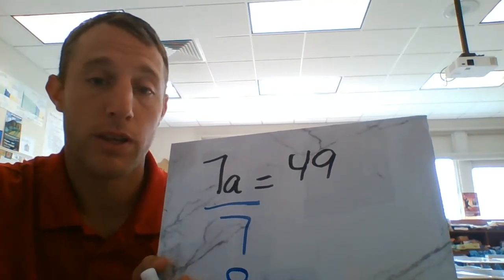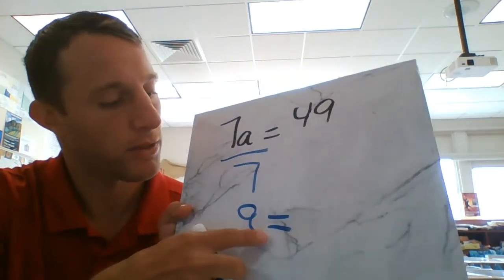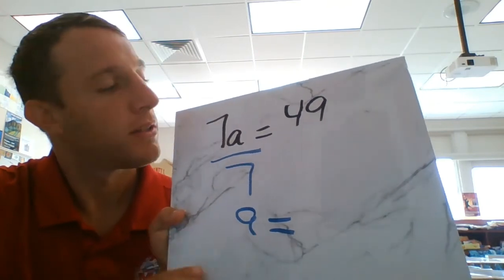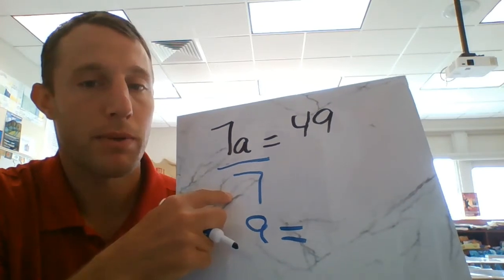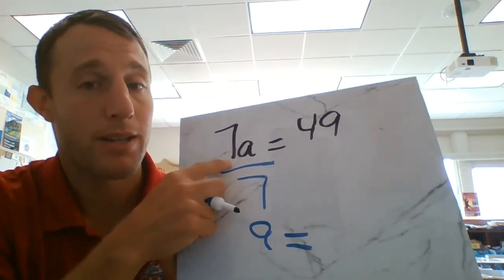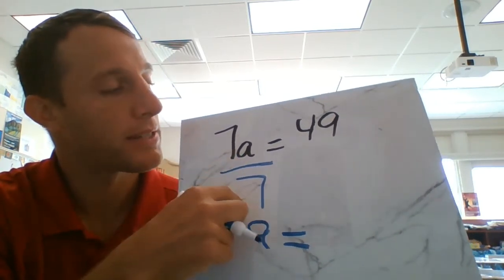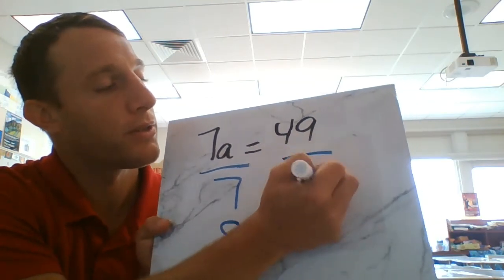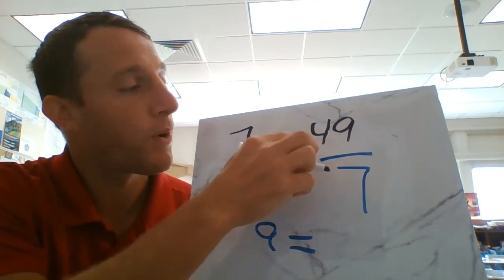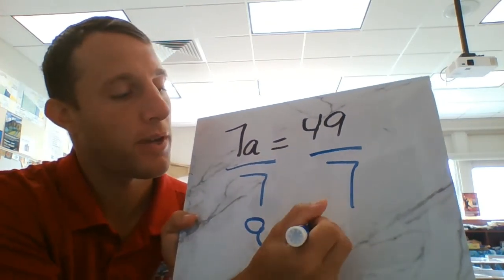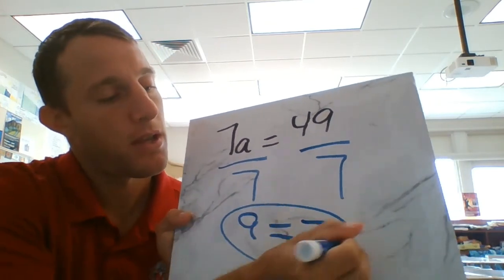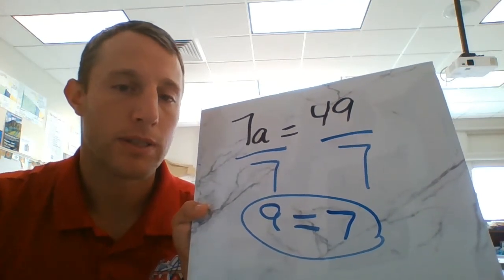And now this is really 1a. So now this is 1a, and I've divided this side by 7 because the coefficient over here was 7a. Divide by 7. Whatever I do to the left side, I'm going to do to the right side. And now 49 divided by 7, they're both positive, so I get positive 7. So in this one, a equals 7.